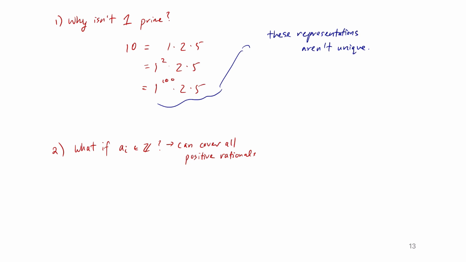For example, why don't we consider 12 over 35? How can I determine this representation? Well, I can just prime factor the numerator and the denominator and write it as 2 squared times 3 times 5 to the negative 1 times 7 to the negative 1. Is that clear? So if I let the exponents be negative, I can get positive rational numbers as well. Any questions?